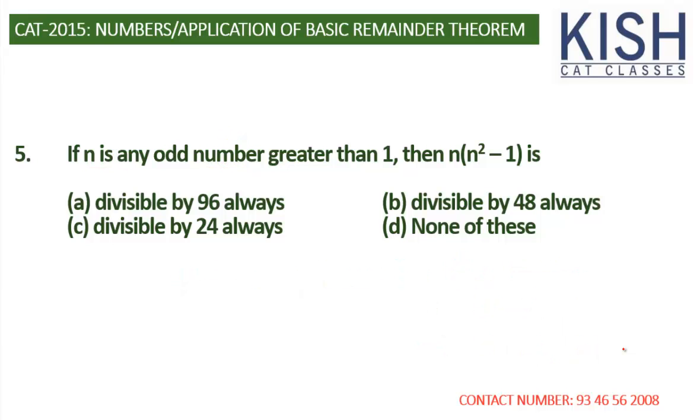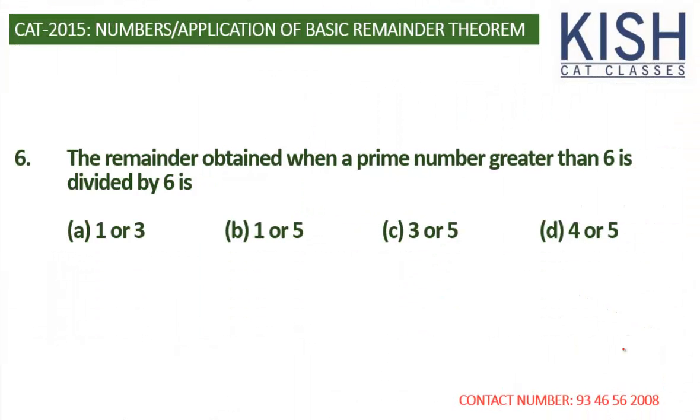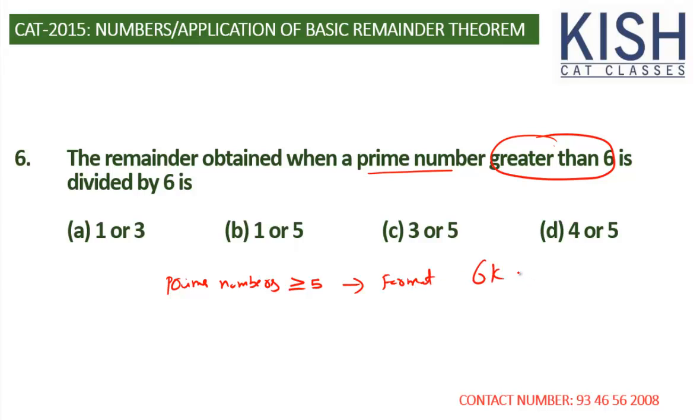Now we solve question number 6. The remainder obtained when a prime number greater than 6 is divided by 6 is, again it's just a simple prime number, but it's greater than 6. All the prime numbers except the first 2 prime numbers are of the format 6k plus 1. So that is prime numbers greater than or equal to 5 are of the format either 6k plus 1 or minus 1, that is 6k plus or minus 1.